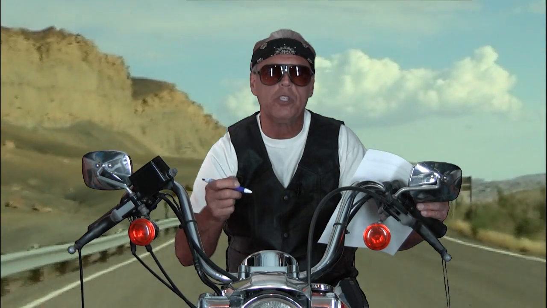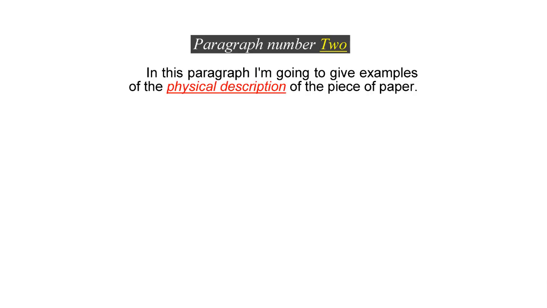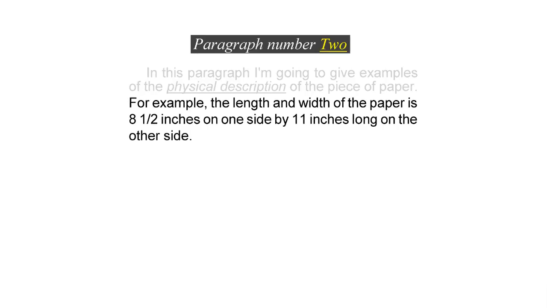So what do I do? Just list out all the different physical characteristics of the paper? Yes, there's quite a few different sentences you can get out of this. For example, what is the size of a standard piece of notebook paper? It's 8.5 inches by 11 inches. So make a complete sentence out of that for your first example. Okay. The length and width of the paper is 8.5 inches wide on one side by 11 inches long on the other side. Is there anything else you can say about it?